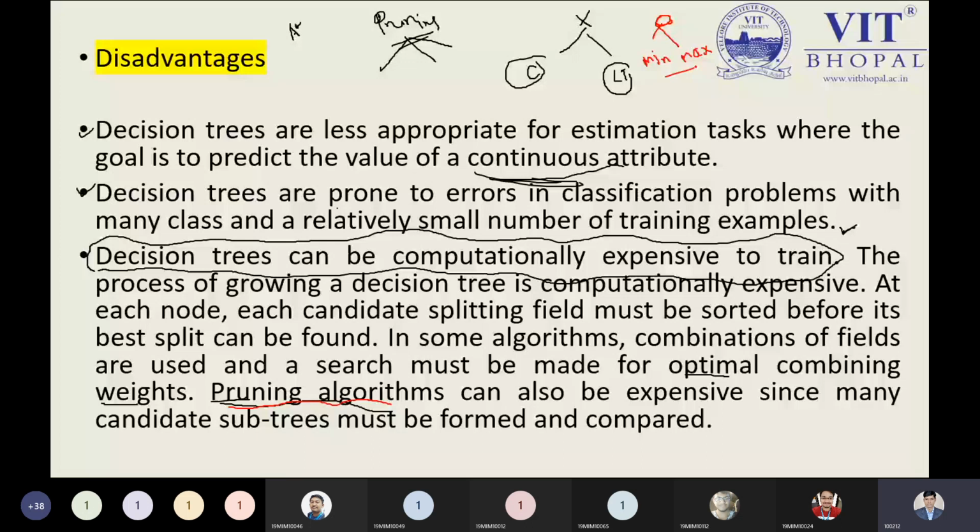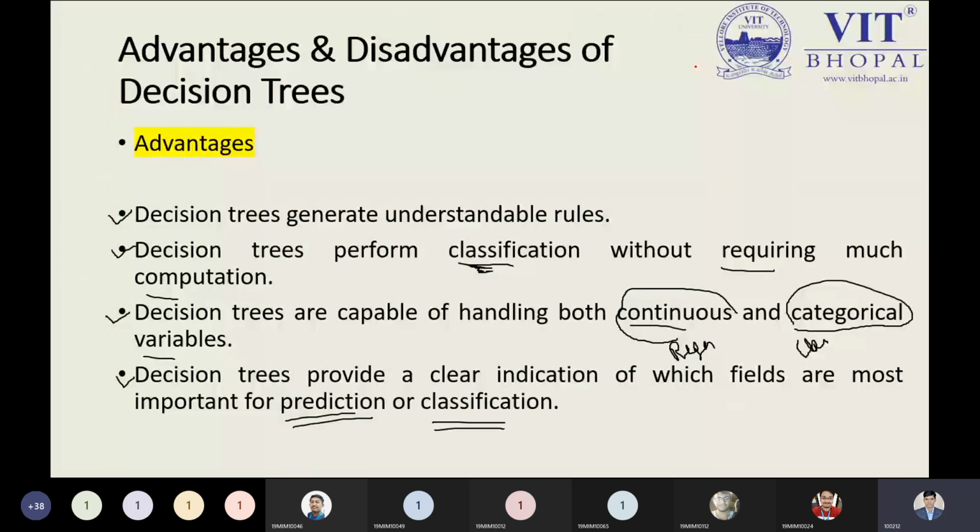So now these are the advantages and disadvantages. Is it clear to all right now? Advantage, disadvantage part. Tell me any doubt, please. Student, tell me any doubt. No, sir, no doubt. No, okay, good. So thank you.